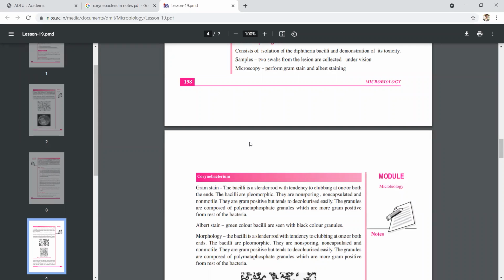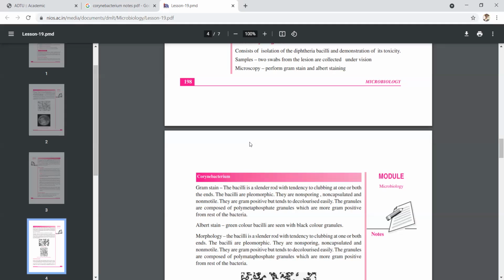So when you perform the Gram staining, what do you observe? That the bacilli is a slender rod with tendency to clubbing at one or both the ends. The bacilli are pleomorphic. That means you see different kinds of morphology. They are non-sporing, non-capsulated, and non-motile. They are gram-positive, but they tend to decolorize easily. The granules are composed of polymetaphosphate, which are more gram-positive than the rest of the bacteria.